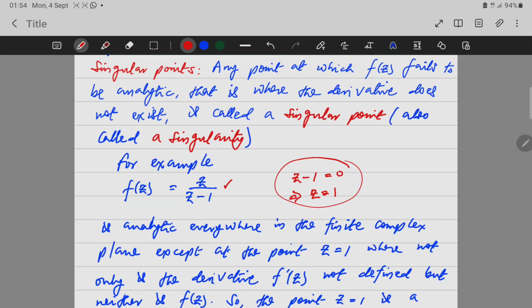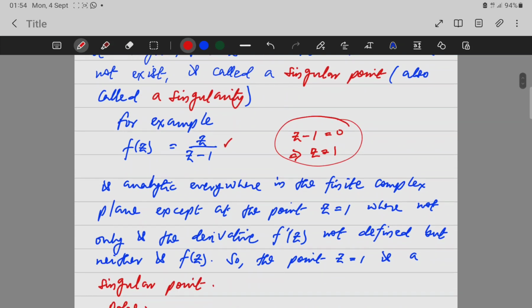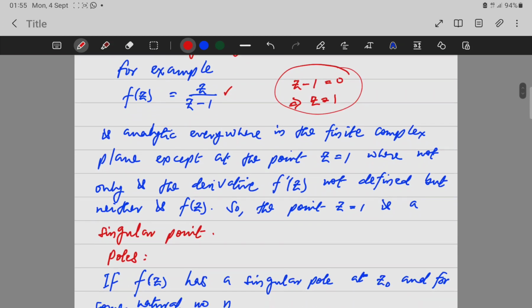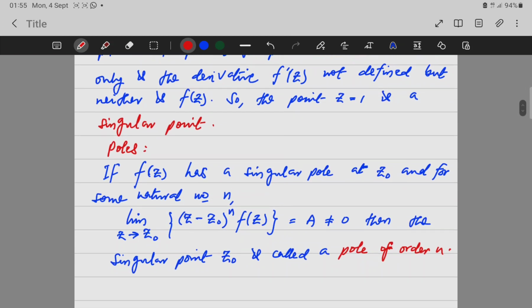So at z equals 1, this particular function is not defined. So we now say that this function is not analytic at z equals 1. So the point z equals 1 is called a singular point. There are different types of singular points. One of them is called a pole. So let's now give a definition of a pole. What do we mean by a pole?